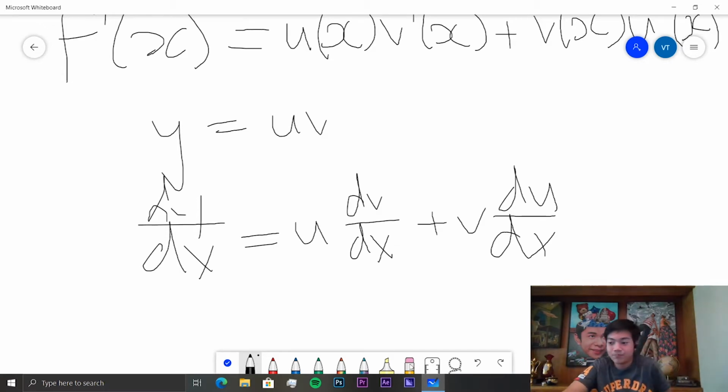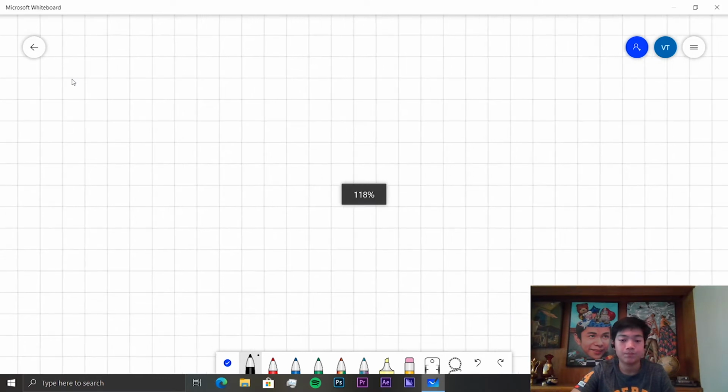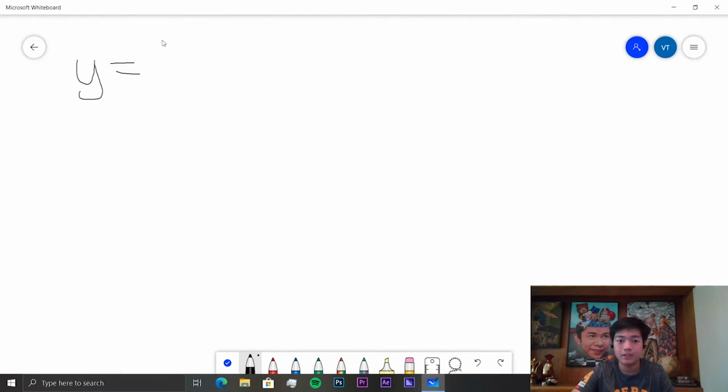Okay, so let's jump into some functions right now. We need to differentiate the following functions with respect to x. I'll do the odd ones. So the first one is y is equal to 2x minus 3 times x plus 3 cubed.